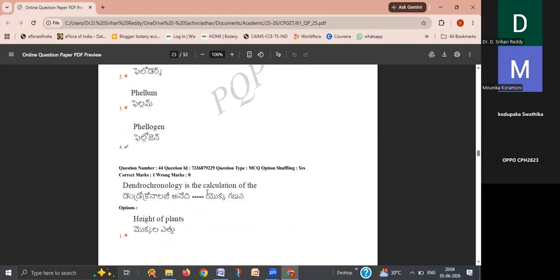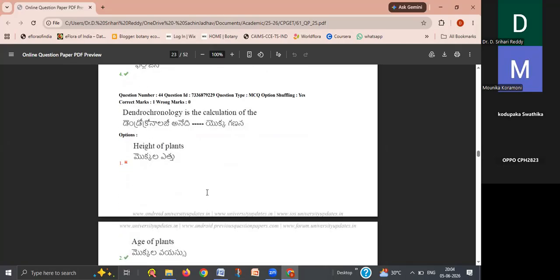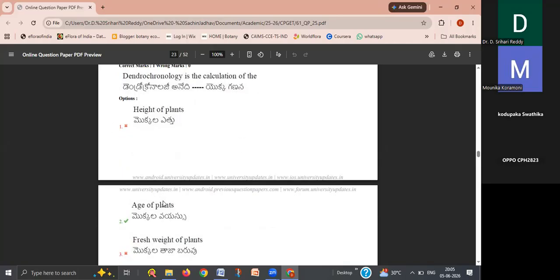So we have 2 more minutes. And what is dendrochronology? In the secondary growth, we read about the formation of annual rings. Each year, one ring is added in the dicot stem. Based on the number of annual rings, we can count the age of the tree. That is called dendrochronology. So dendrochronology is the calculation of the age of plants.